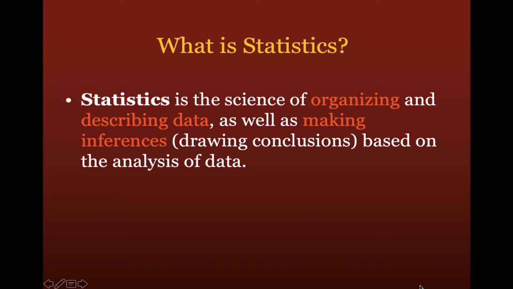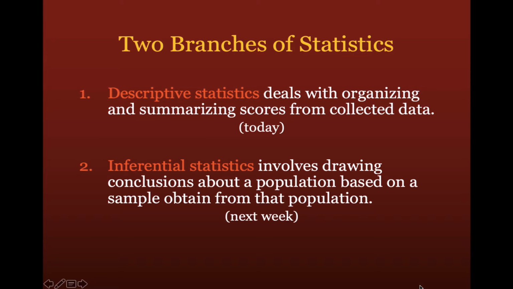So statistics is the science of organizing and describing data, as well as making inferences based upon the data that you analyze. There are two broad types of statistics: descriptive statistics, which we'll talk about today, which deals with organizing and summarizing data, and then inferential statistics, which involves trying to make conclusions about a population based upon the data that you obtain from a sample.